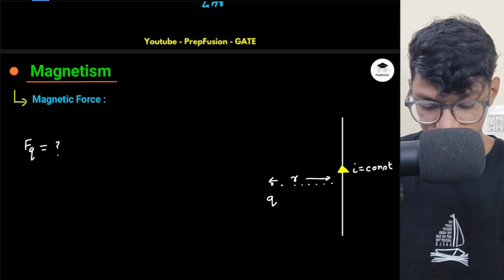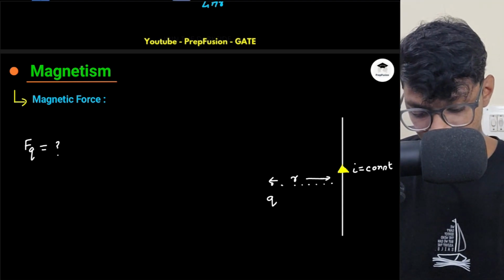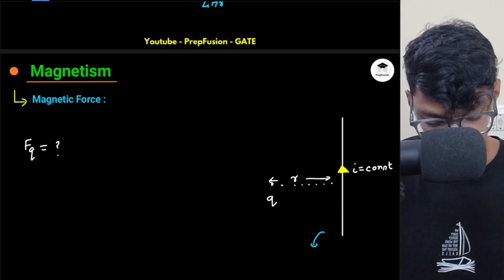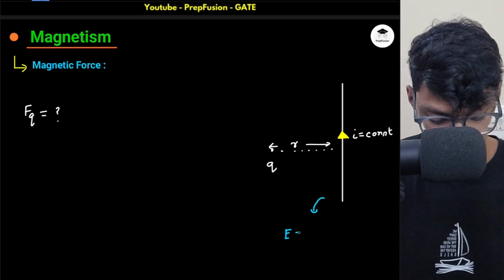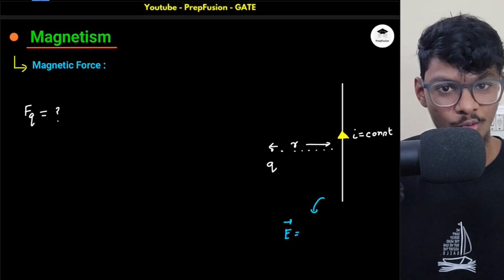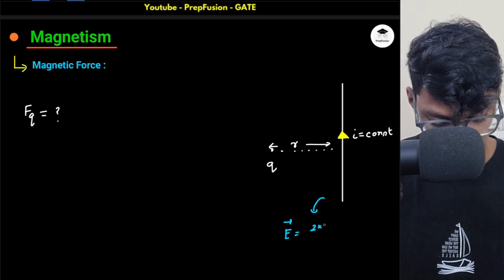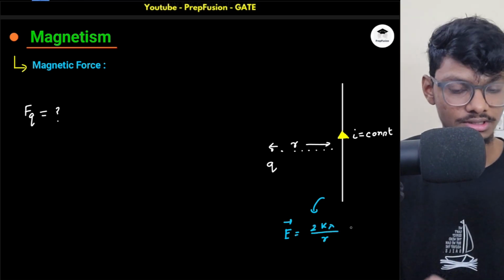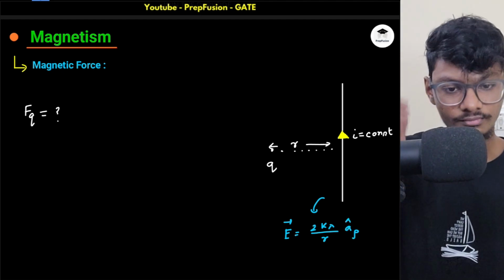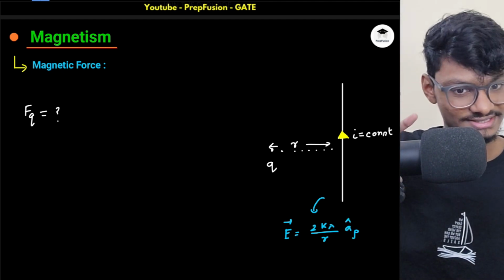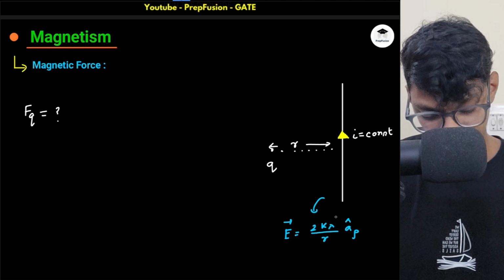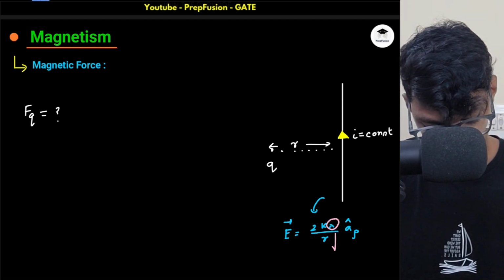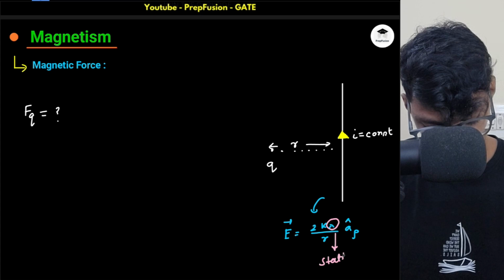Please don't get confused between this and the configuration where I had a uniform line charge density of lambda. The electric field due to that same line charge was simply E equals 2kλ upon r, in the ρ cap direction, please go back to your notes. But this won't be the case here, because there the lambda charge was stationary.